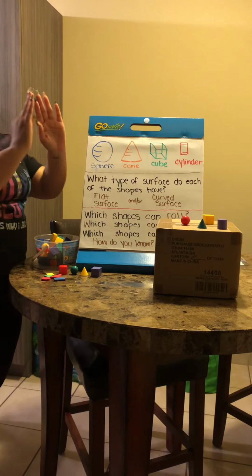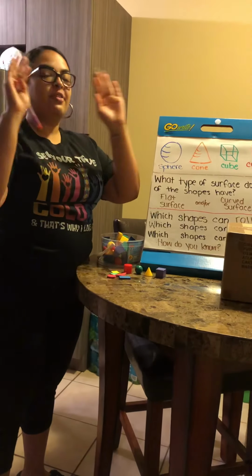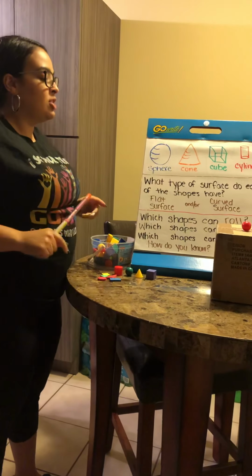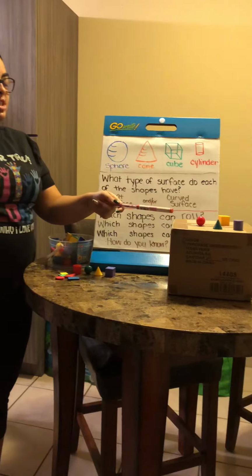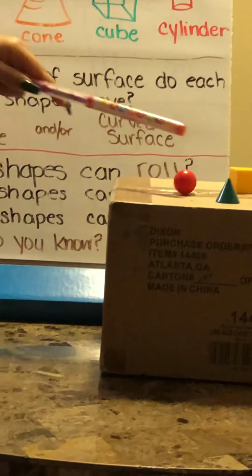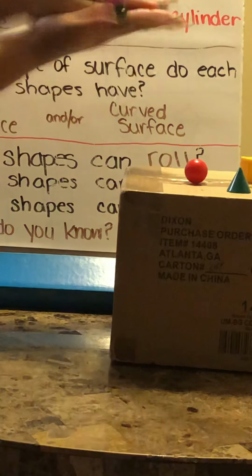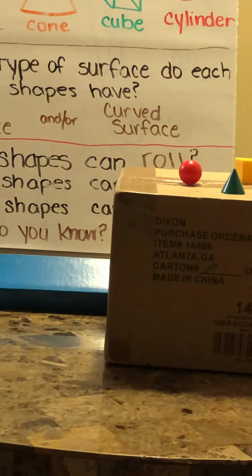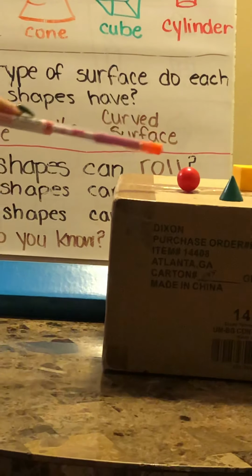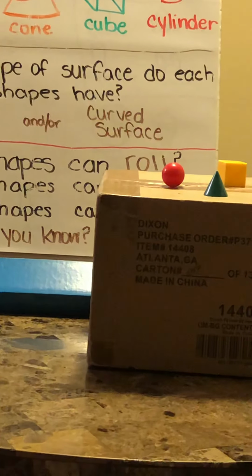All right, so when we look at the 3D shapes, I want to know what kind of surface each of the shapes has. Do they have a curved surface or do they have a flat surface? So let's start off with our sphere. Let's look at the sphere. Do you think it has a curved surface or a flat surface? That's right. A sphere has a curved surface.